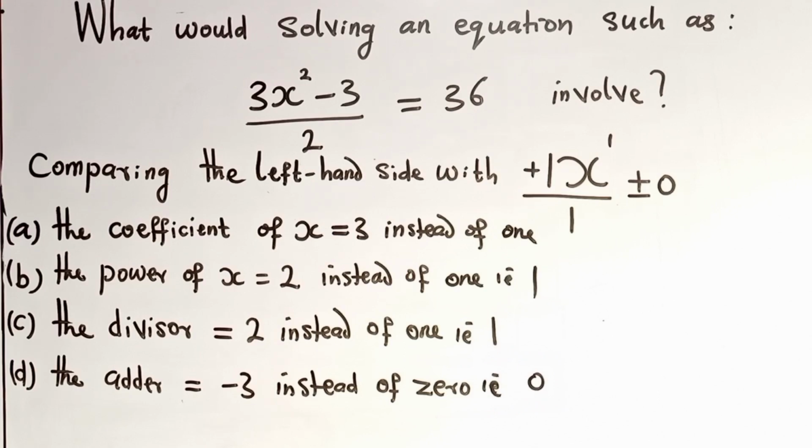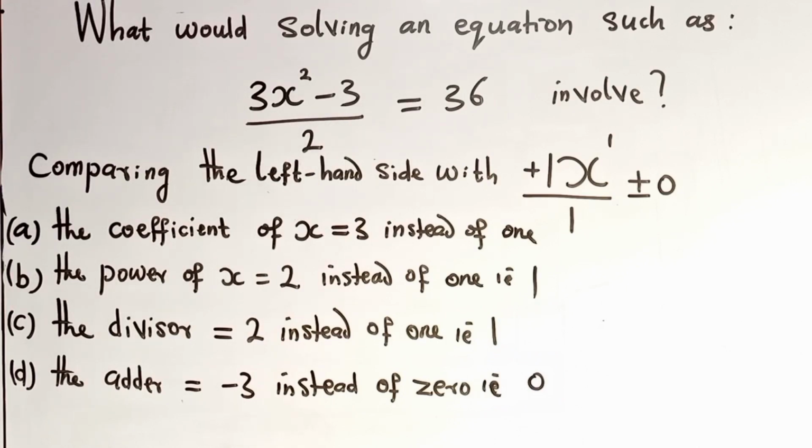You see, before we start, let us compare the left-hand side alone. That is where the unknown is found. Because to solve this equation means that we have to make this x, which is the target, the only unknown in the entire equation, possess power of 1, coefficient of 1, divisor of 1, adder of 0, and it is also supposed to be positive at the end of the whole process. Now watch this equation again.